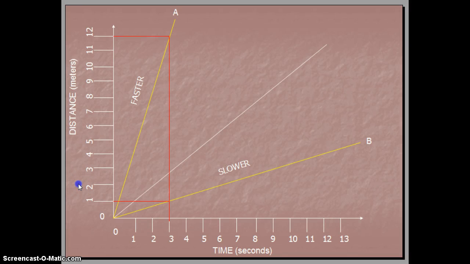So for example, if we were to look at the steeper slope, in 3 seconds, whatever object this was that was moving, it traveled 12 meters. Whereas in 3 seconds, this object was only able to travel 1 meter. So it's much, much slower. Kind of like the race between the rabbit and the tortoise. This would be the rabbit, and then this would be the tortoise.